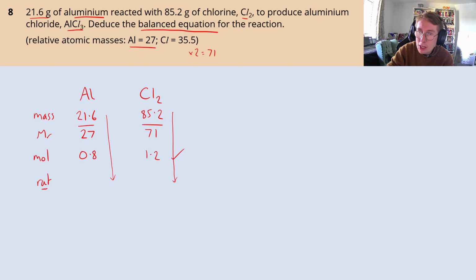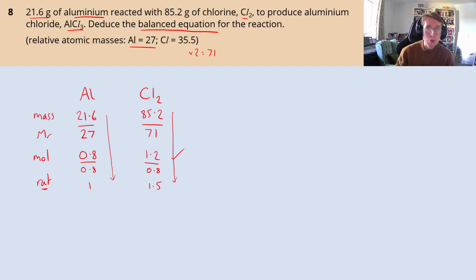Now, this time our ratio, we want to deduce this ratio. We want to figure it out. Now, the easiest way to figure out a ratio with the information you've got is to divide both of these numbers by the smaller number. Now, in this case, 0.8 is smaller than 1.2. So I'm going to divide both of these numbers by 0.8. And if you do that, you get an answer of 1 to 1.5.